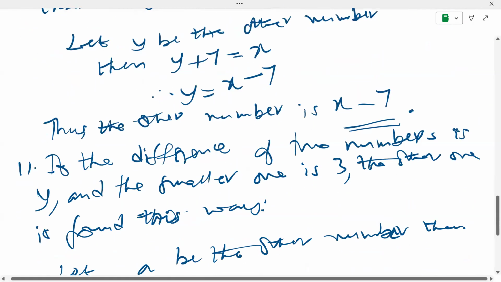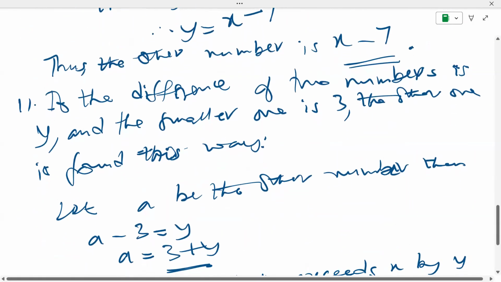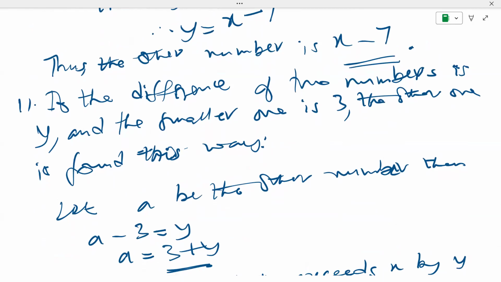Great. 11. If the difference of two numbers is y and the smaller one is 3, then the other one is also found this way. So let's look at how it is done. Let a be the other number. Since we have 3 being the smaller number, it will be a minus 3 giving us y. It means that our a will be 3 plus y. That is all there is to it. So look at it carefully. The number that we are looking for, the other number, will be 3 plus y. When we subtract 3 from it, we shall get our y.